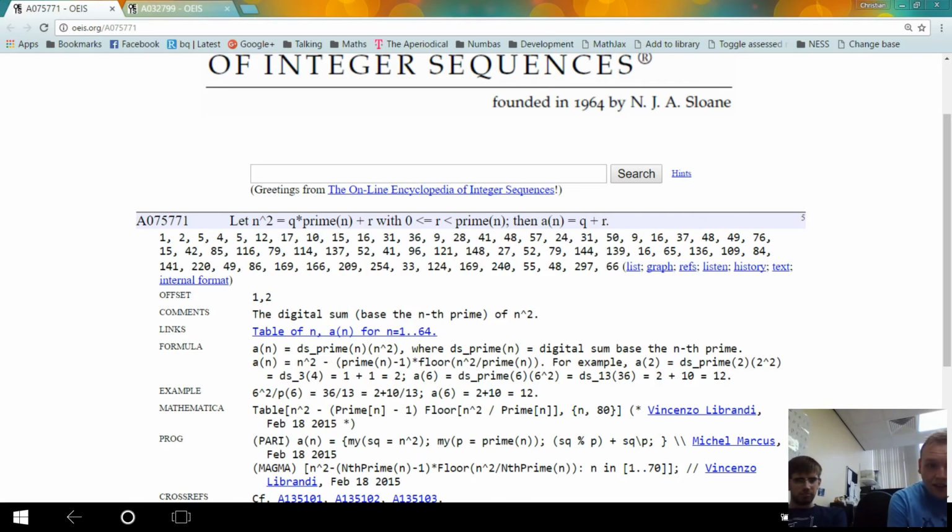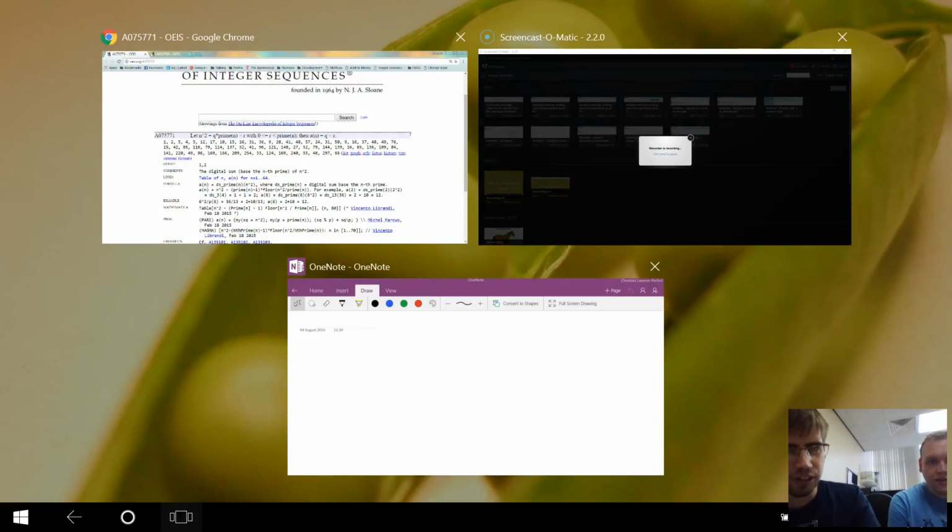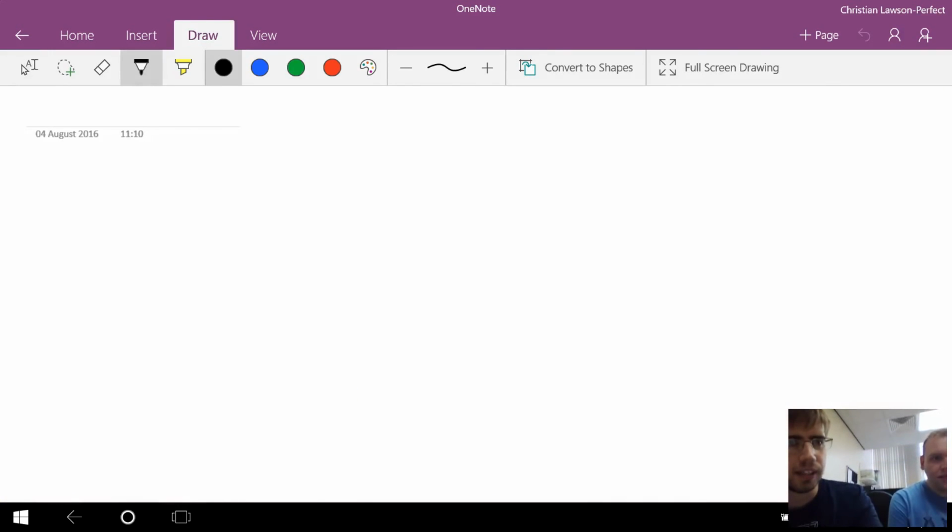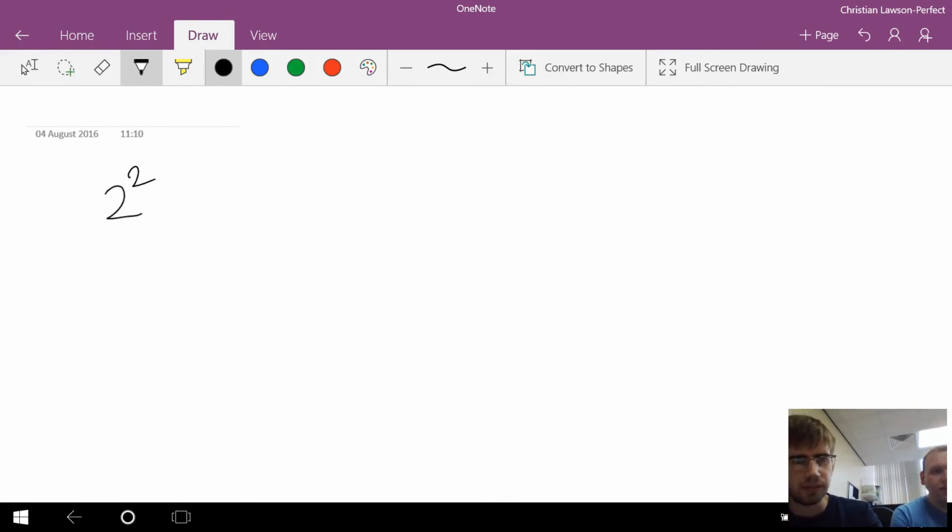The digital sum base the nth prime of n squared. Okay. So I'll try and write. Like if we have 2, then 2 squared is 4. And in base 2, that's 1, 0, 0. Maybe that's 9. I know. Well, I was just writing like that. It's hard to do with the funny pen thing.